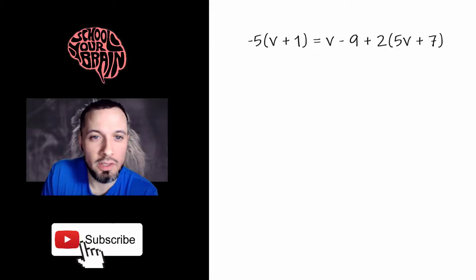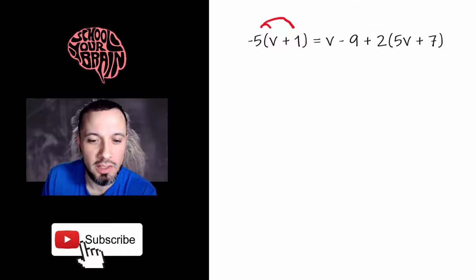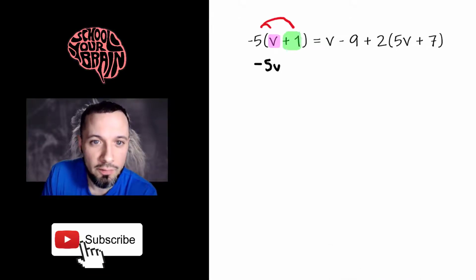The first step I'm going to do is use the distributive property here. So I'm going to multiply each of these terms in the parentheses by -5. I first multiply the v by -5 and I get -5v. Keep in mind that this is really just one v, so -5 times 1 is -5. Next, I'm going to multiply -5 times +1, which is -5 again, and then I bring down my equal sign.